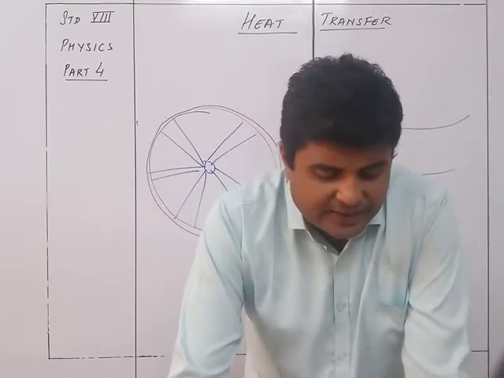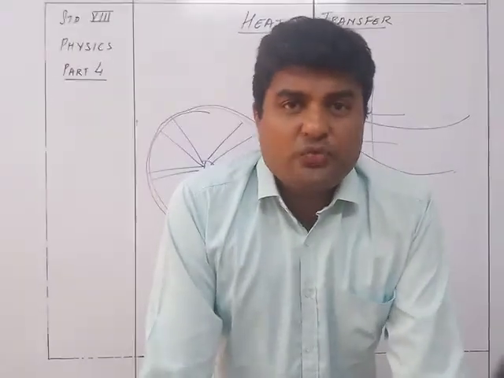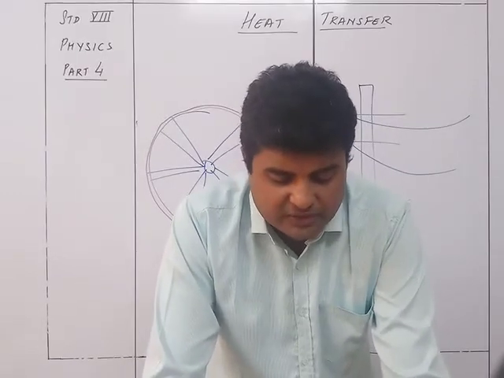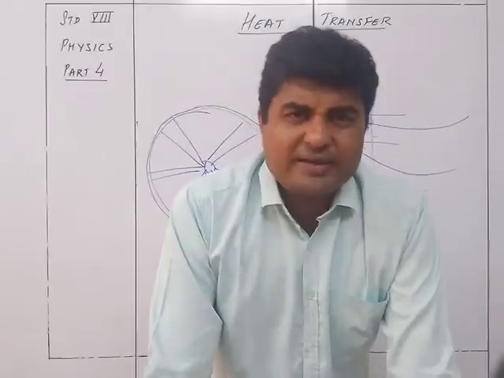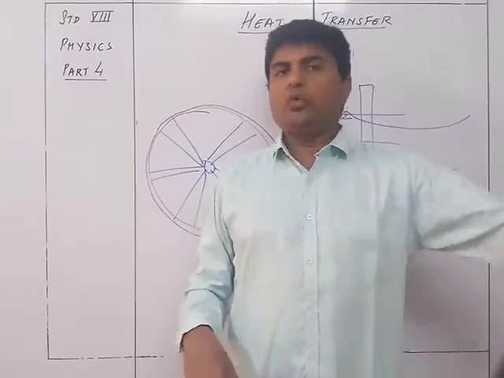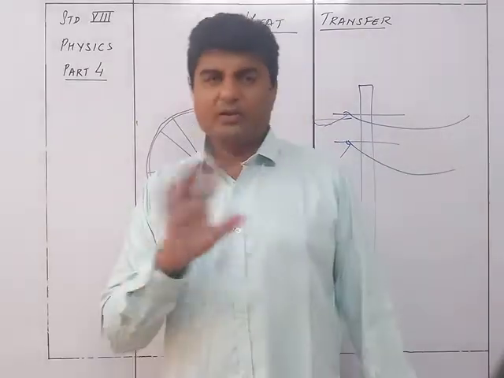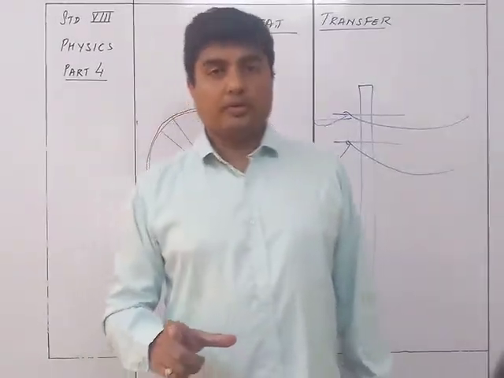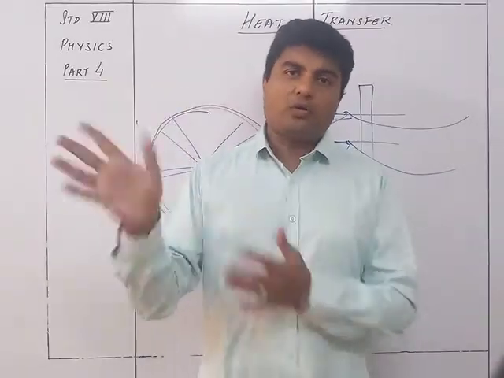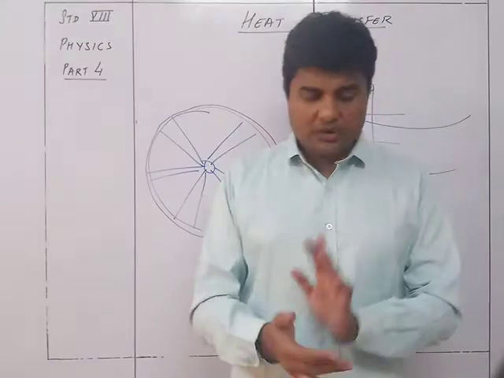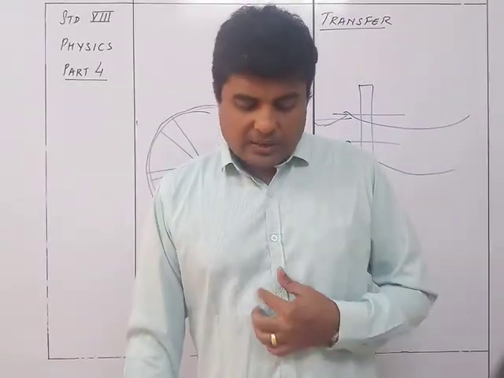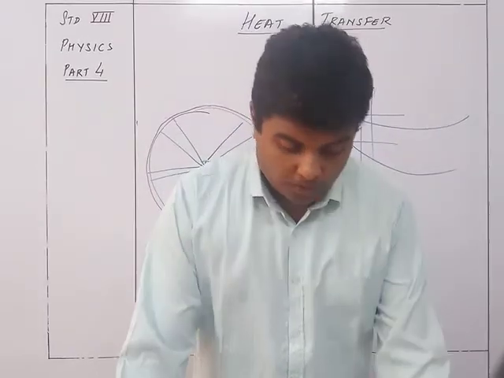Water contracts on heating from 0 degrees to 4 degrees, and then beyond 4 degrees, on further heating, it expands. So after 4 degrees it is normal, heat karoge expand hoga. Below 0 degrees it is normal, cool karoge contract hoga. But between 0 and 4 it is going to do ulta. I am cooling it, it expands. I am heating it, it contracts. Okay, between 0 and 4 only. So this is called the anomalous behavior of water.